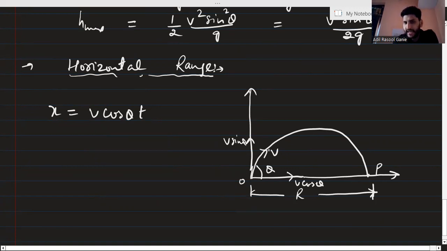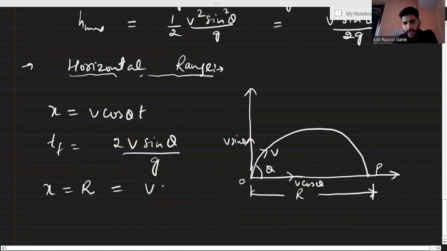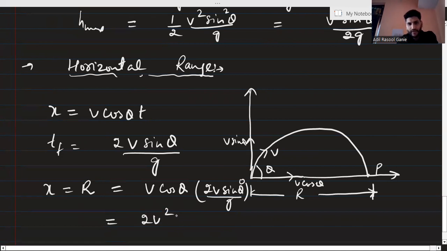Here, it takes the entire time from the point it is projected to the point it comes back to the ground. So this is the total time of flight. And we know that the time of flight is equal to 2 times v sine theta upon g. So if I place the value of t in the above equation, I get x, which is nothing but the horizontal range, is equal to v cos theta, and instead of t, I use 2v sine theta upon g. If I solve this equation, I get 2 times v square sine theta cos theta upon g.